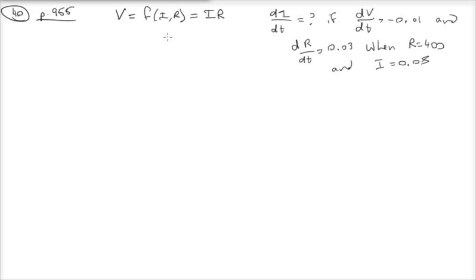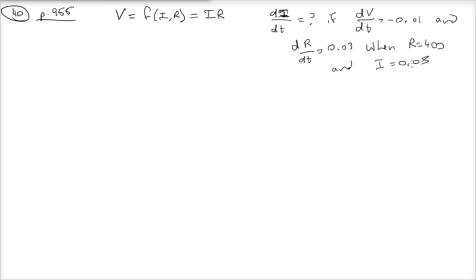What we're trying to do is, we know that the resistance and the voltage are changing, and we know how much they're changing. Voltage is decreasing as resistance increases, so the rate of change of voltage with respect to time, dV/dt, is negative 0.01, and the rate of change of the resistance, dR/dt, is equal to 0.03. We're asked to find the rate of change of the current, dI/dt, when resistance is 400 and the current is 0.08.